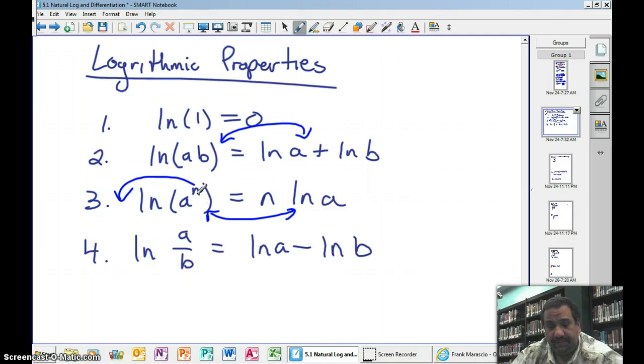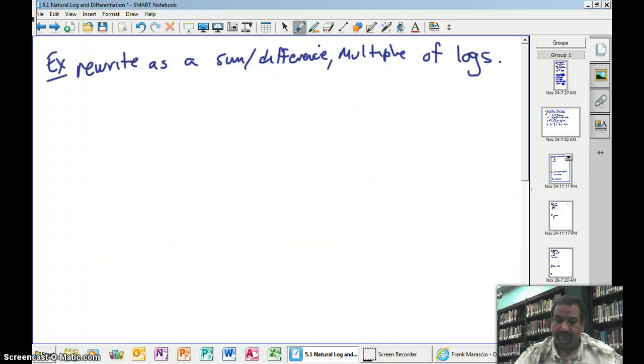This one, when you have a power in there, you can bring the power out in front. So the natural log of A to the n is the same as n times the natural log of A. And the last one is the quotients, where you have the natural log of A over B is equal to the natural log of A minus natural log of B. Remember, natural log and exponential functions are inverses of each other. They undo each other.